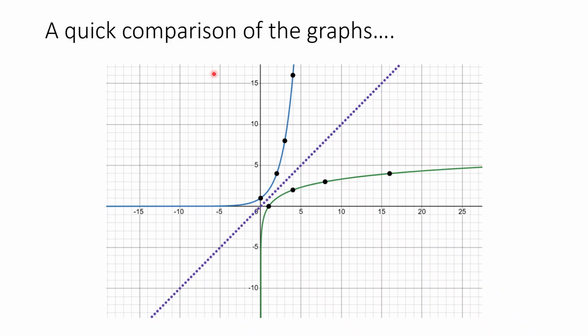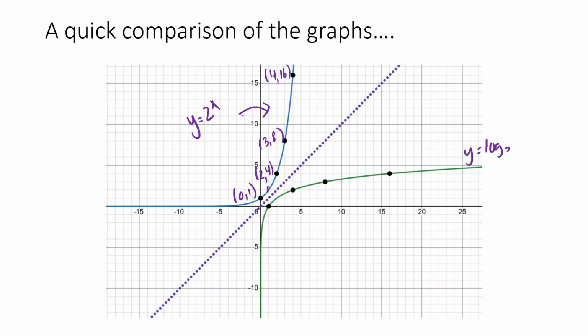Okay, quick comparison of the graphs. If you've done the lesson on inverses and graphs of inverses, it is kind of interesting to look at this. It does generate the inverse graphs. So this one up here is y equals 2 to the x, and you can see some of the points on there. There's the point 0, 1. There's the point 2, 4. We have the point 3, 8. We have the point 4, 16.